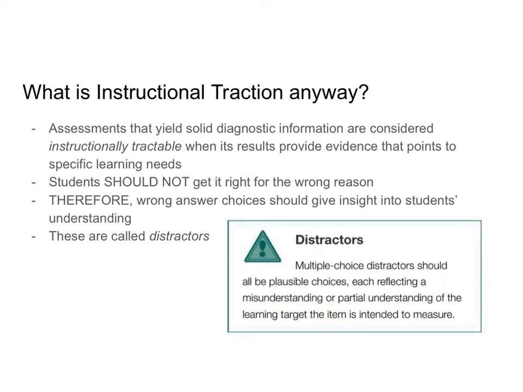These are called distractors. So as you can see in the box, multiple choice distractors should all be plausible choices, each reflecting a misunderstanding or partial understanding of the learning target the item is intended to measure. So let's learn a little bit more about how to create these distractors.